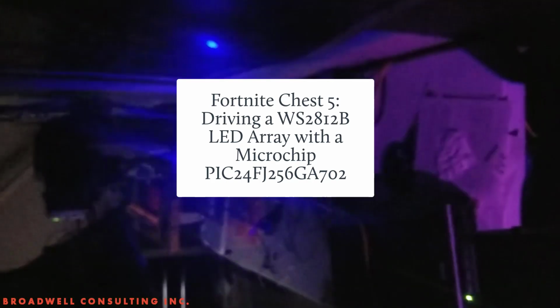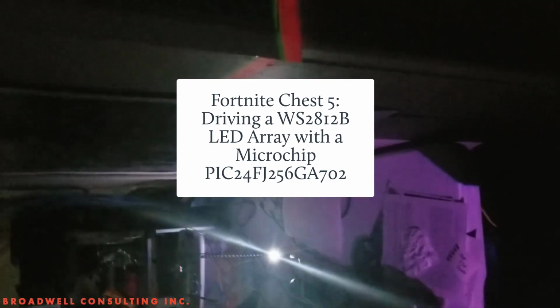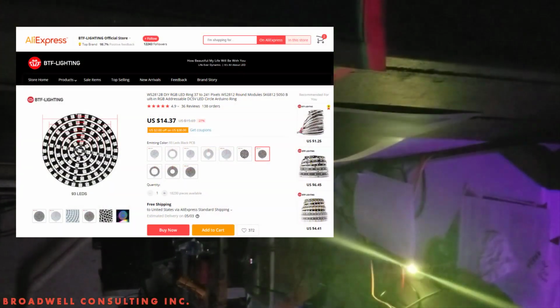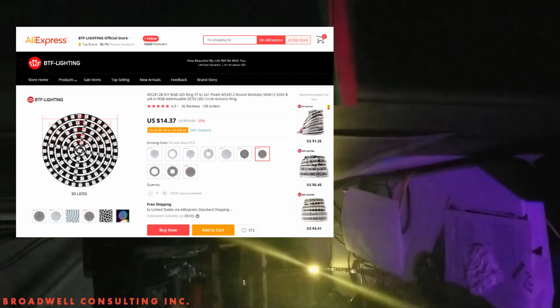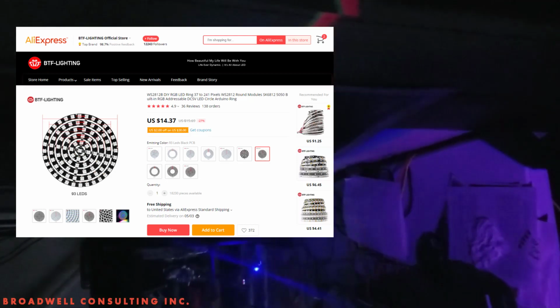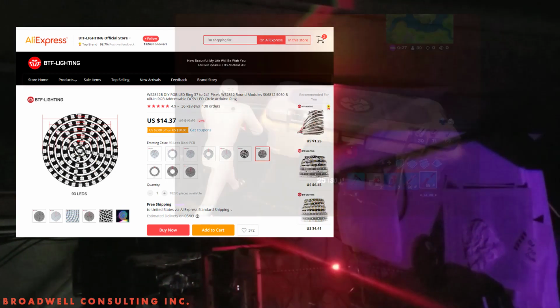Today, we're going to dive into the details of the WS2812B LED that's used on the circular display that we ordered from AliExpress in order to create our Fortnite chest. If all goes well, our final display will look something like the one in the video that you see here.